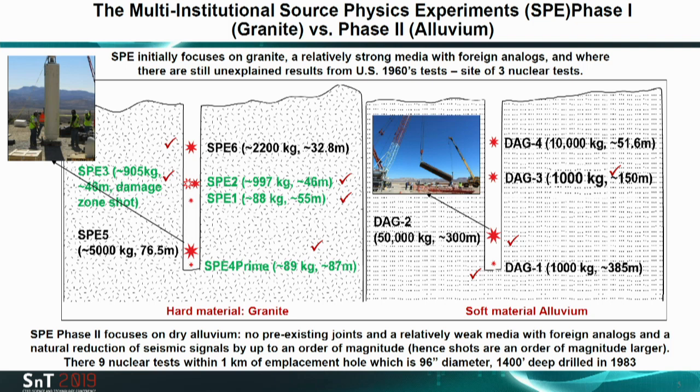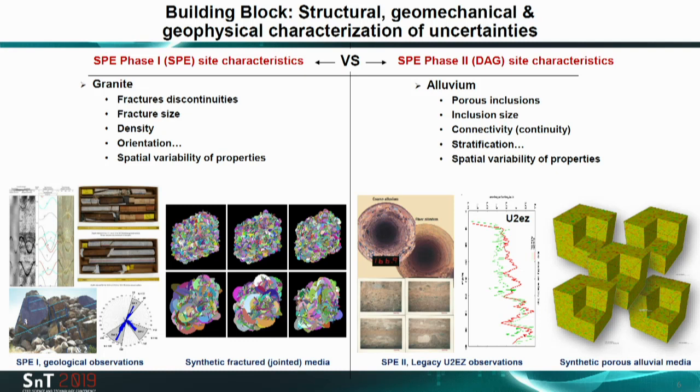We collected the data, and the goal is to create a model that mimics both materials and see whether we can reproduce the signals that we have observed. We need to do that under conditions of uncertainty. We will never know all the characteristics of the granite at each point of the domain, as well as the alluvium. So we decided to look at some uncertainty. Essentially for the granite, they are the joints and their orientation, their size and their connectivity. For the alluvium, it's the inclusions or the spatial variability of the lenses, their sizes, their connectivity, and so on. So these will be used as input synthetic fractured or porous media in our model in order to recover the signals that we're after.